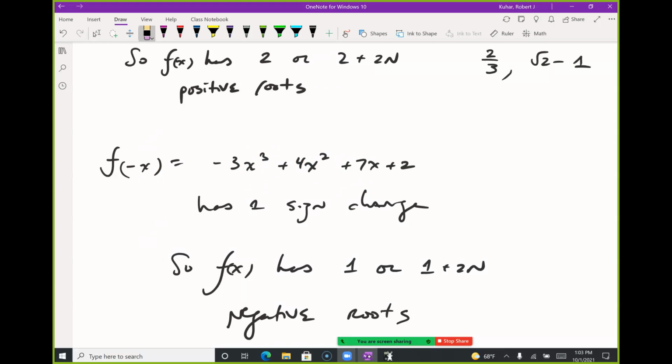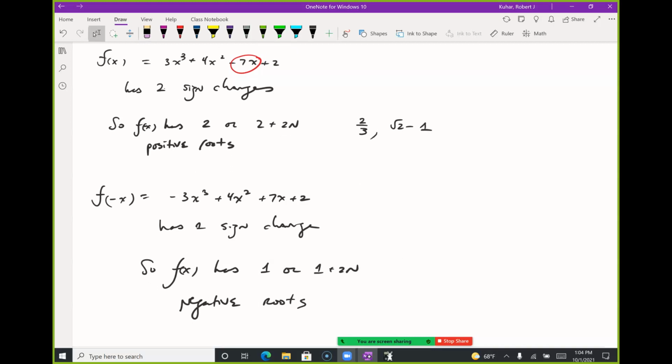Now I've already got 2 positive roots, so I know I'm only going to need one more root. But the theorem is saying 1 or 3 or 5 or 7, always 2 more than the number of original roots I get, or a multiple of 2 more. Pretty cool.